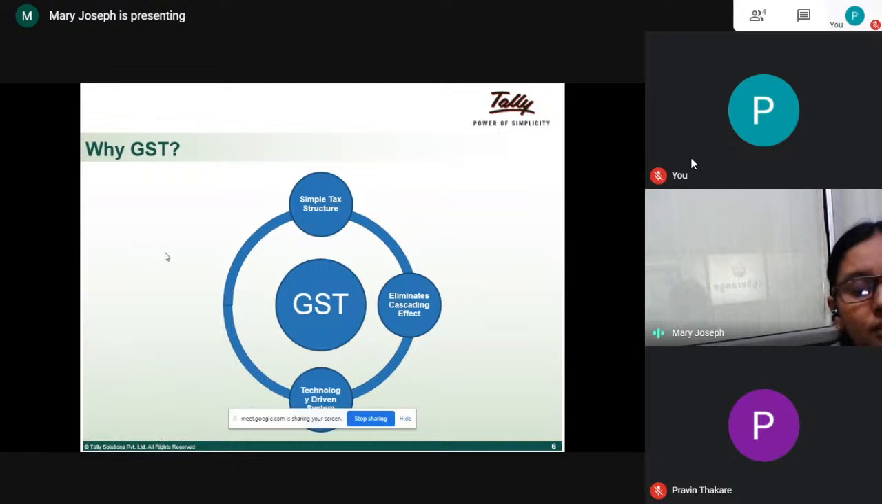Next, and the most important, a technology-driven system is applicable. And the last one, increased revenue. Revenue will be increased. For this only, GST was introduced. Why GST? The answer is GST is a simple tax structure. It eliminates the cascading effects, has technology-driven systems, and increased revenue. Because of all these reasons, GST is a very good type of taxation system.